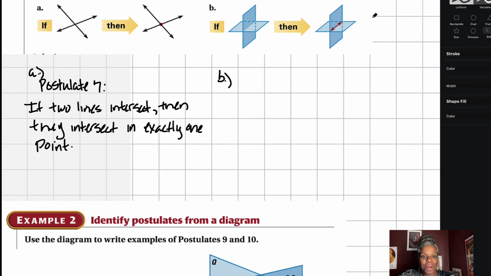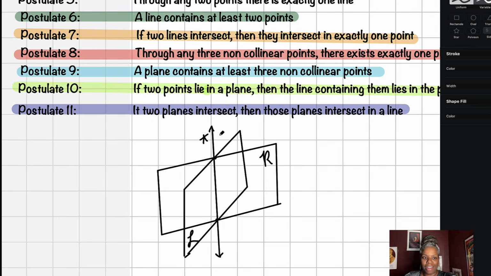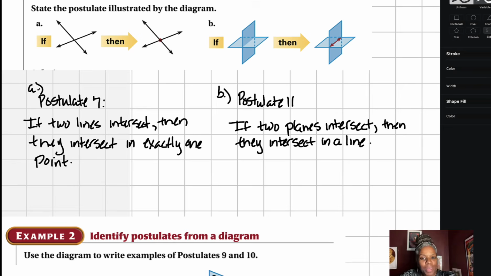So let's look at part B. Part B has two planes that are intersecting, and then we see this line situation. I think I know which one this is. You might have been thinking exactly like I was. Postulate 11, if two planes intersect, then those planes intersect in a line. We're going to write that down. If two planes intersect, then they intersect in a line.